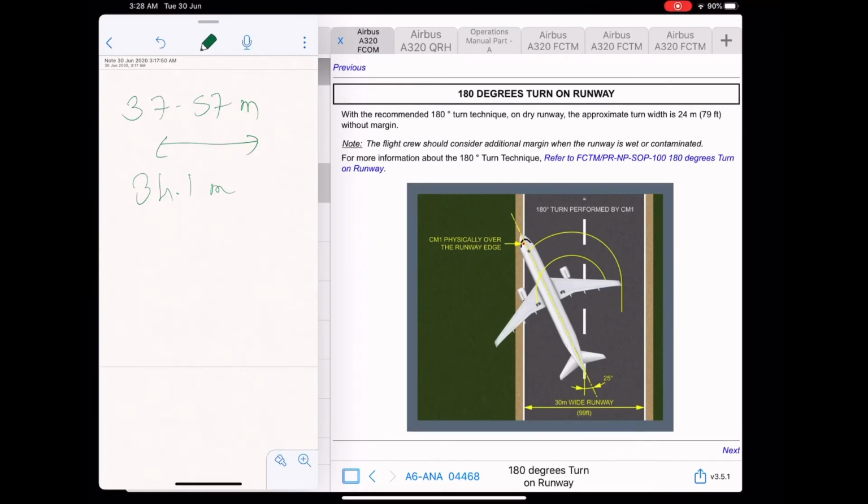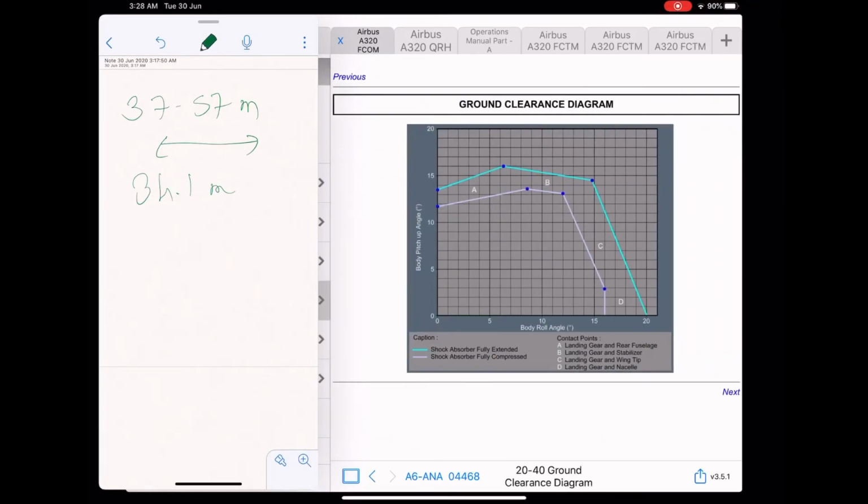And there is a separate technique in order to make this 180 degrees turn on the runway, which we can talk about later, or in case if you would like to know more about it, I can show it in one of the next videos. Here is the ground clearance diagram.